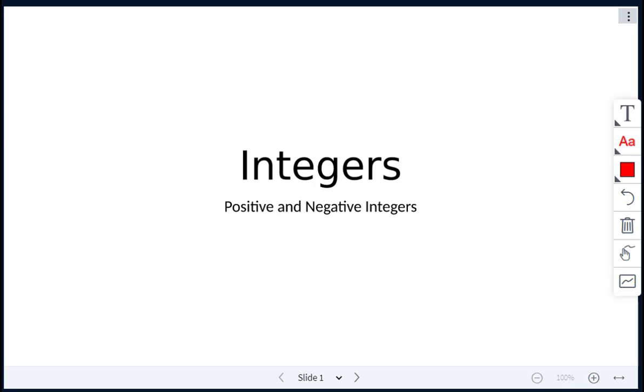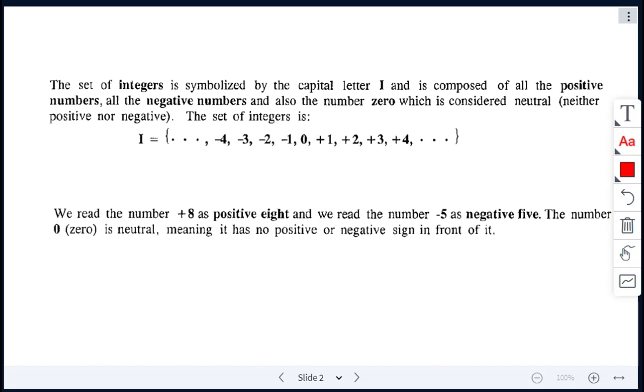Hello, our next unit is integers, and our first lesson is on positive and negative integers. All right, so what are integers?